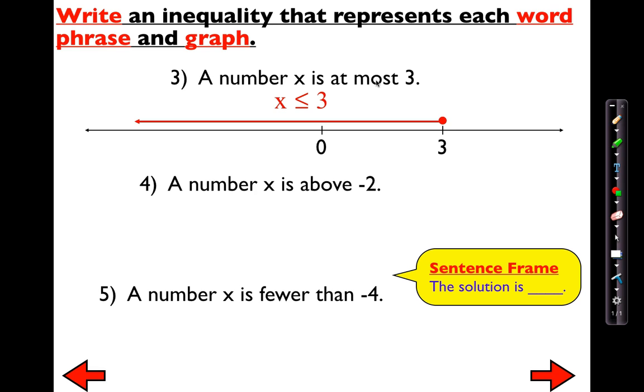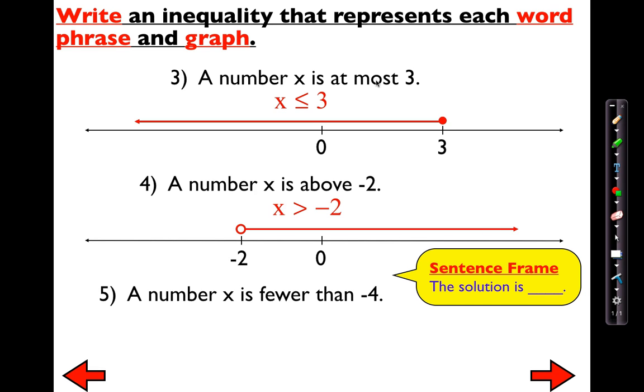Number 4, a number x is above -2. So this is going to be x is greater than -2. So notice it's not going to include it because -2 is not above -2. So on a number line, we're going to use an open dot on -2. Since it's greater than, we're going to include all the numbers to the right.